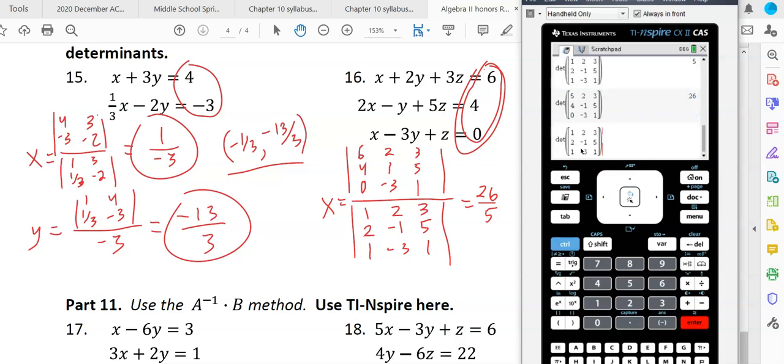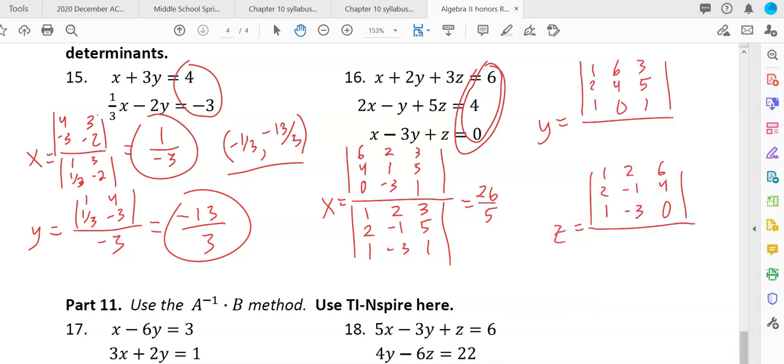Start with the coefficient matrix. Replace the y values with 6, 4, 0. Get 10. So y will be 10/5. I'll come back to that in a second. And determinant, copy and paste the coefficient matrix. Change that one to 6, 4, 0. And -10. So the denominators are the same, they're all 5.